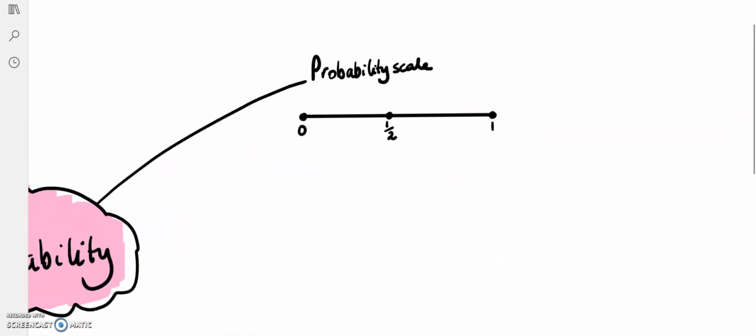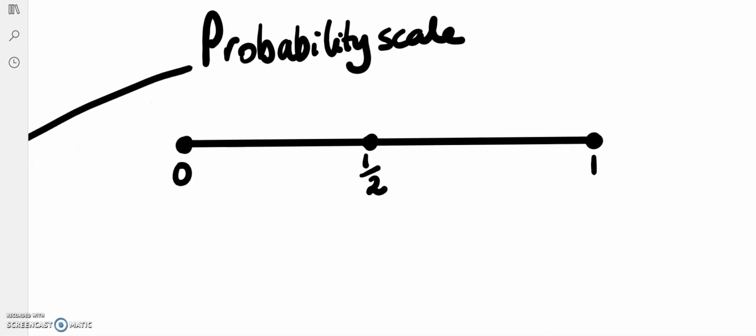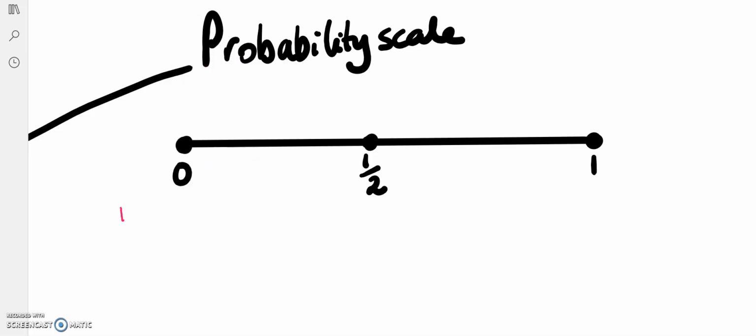Okay, so the probability scale demonstrates the different values that a probability can take. Probabilities can range from 0 all the way up to 1. If something has a probability of 0, we would say that that is impossible. For example, if today is Monday, it is impossible that tomorrow is Thursday. The probability of it being Thursday tomorrow is 0.